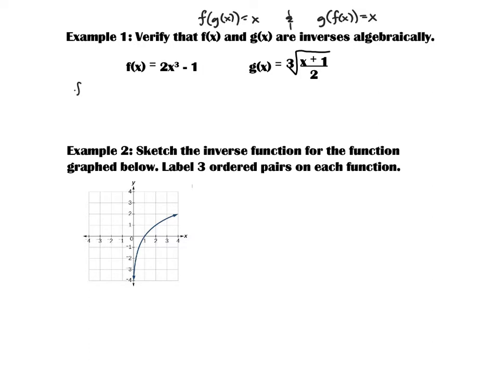So f of g of x is equal to f(x) with g(x) inserted. Okay, so that would be this. Now notice that in order, these inverse operations will reduce. So the cube and the cube root will reduce. That'll give me 2 times the quantity x plus 1 over 2 minus 1. You can see where this is going. The 2's reduce, giving me x plus 1 minus 1. And the 1 and negative 1 will reduce, giving me x. Therefore, f of g of x is x.